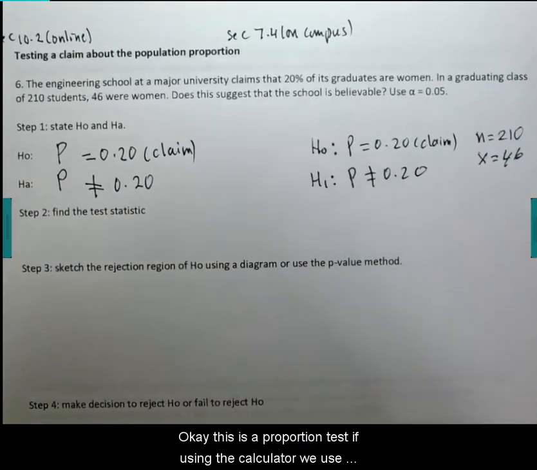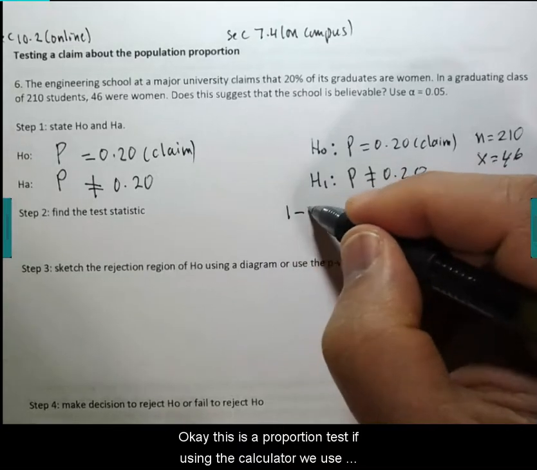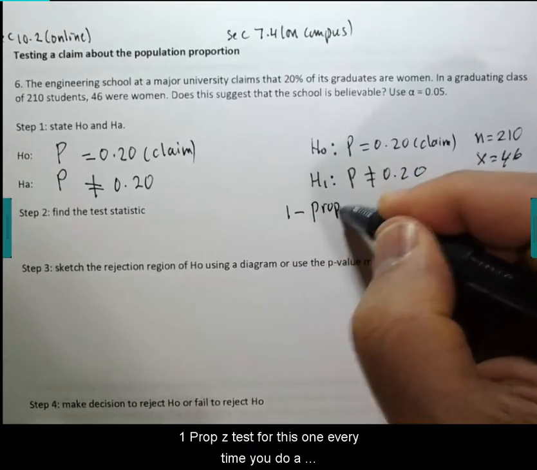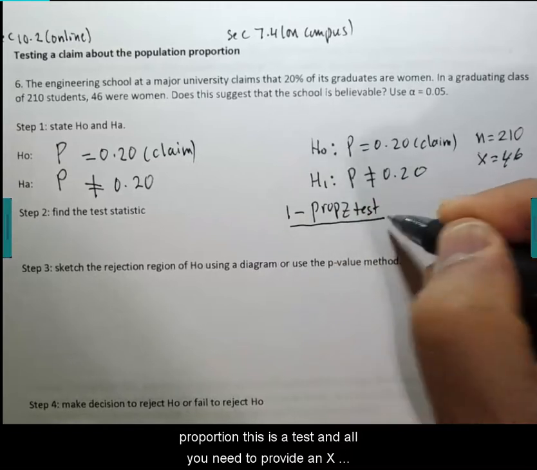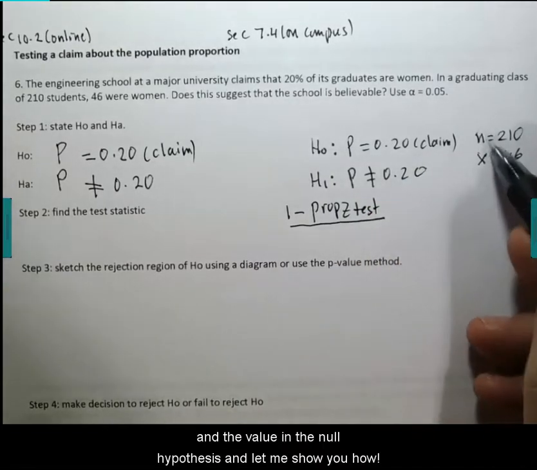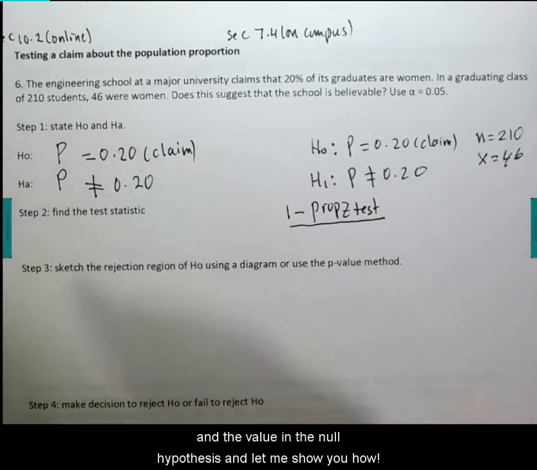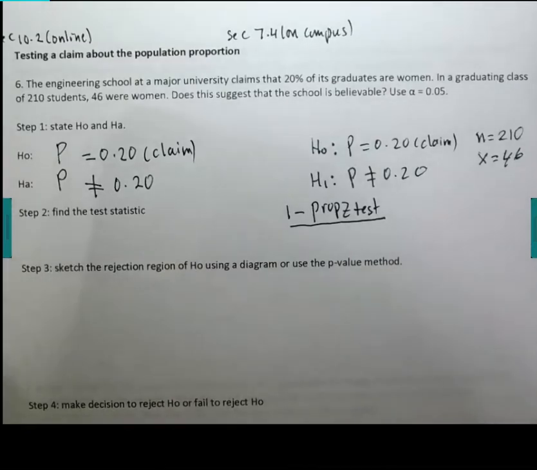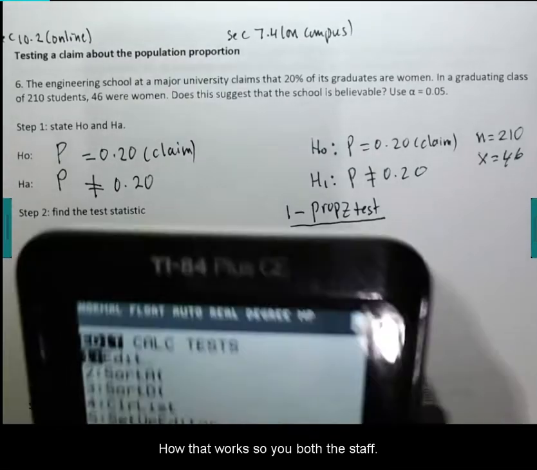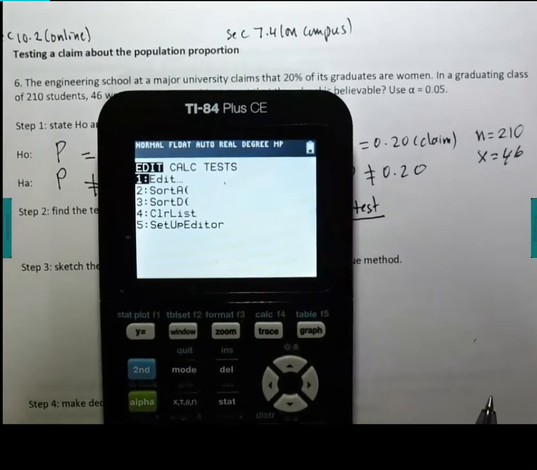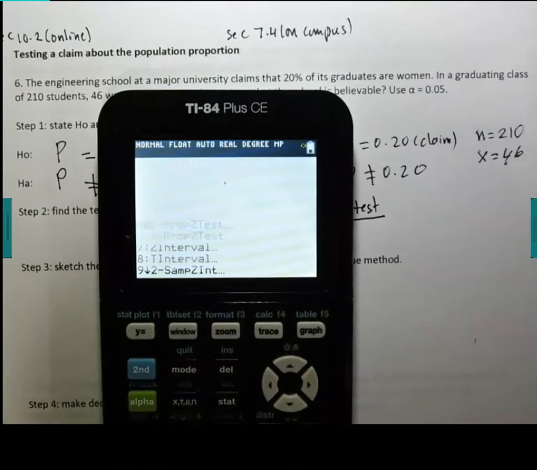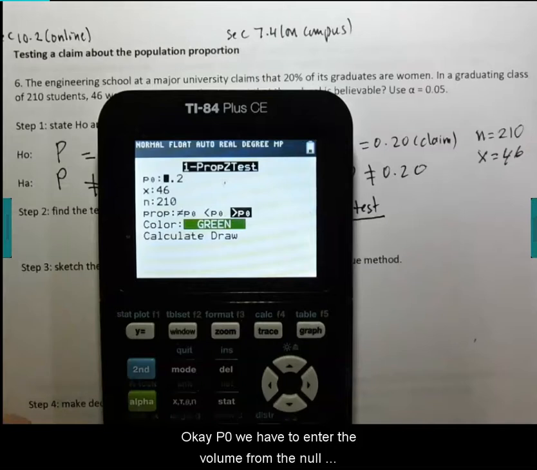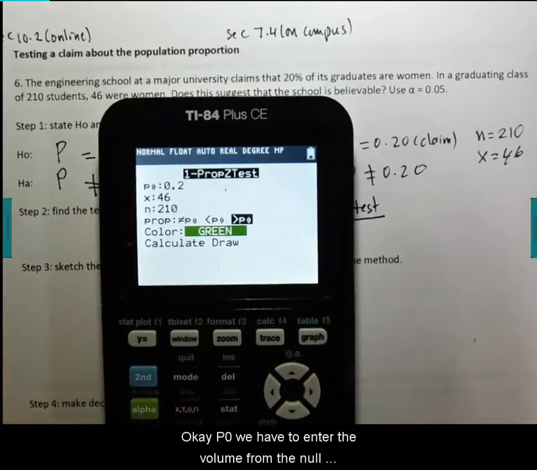Okay, this is a proportion test. If using the calculator, we use one prop Z test for this one. Every time you do a proportion, this is the test. And all you need to provide is N and X and the value in the null hypothesis. And let me show you how that works. So you go to Stat, Tests, one prop Z test.